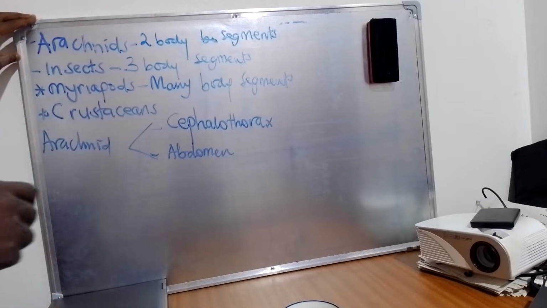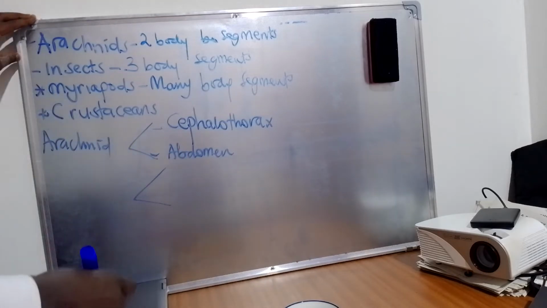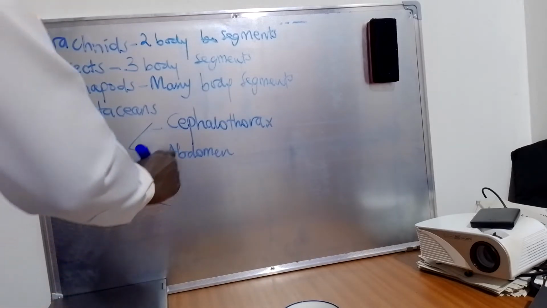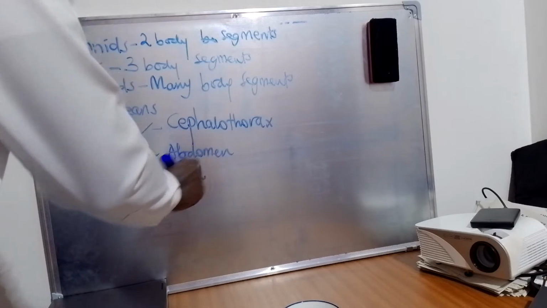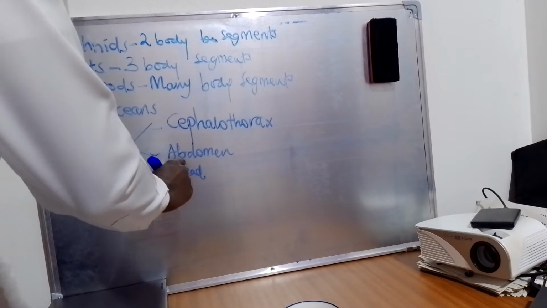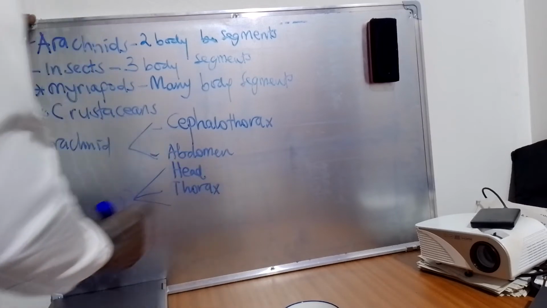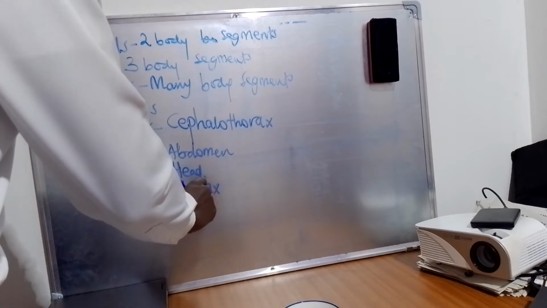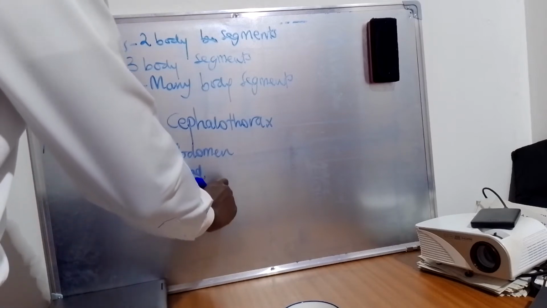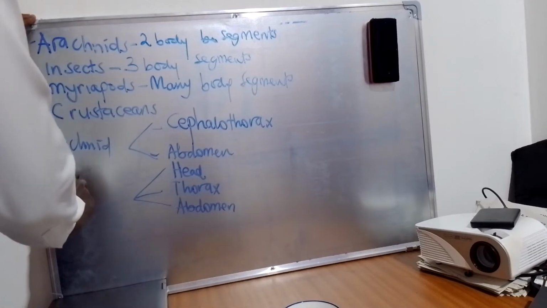We remind ourselves that for insects, they have three body segments, and these include the head, the thorax, and the abdomen. These are insects.